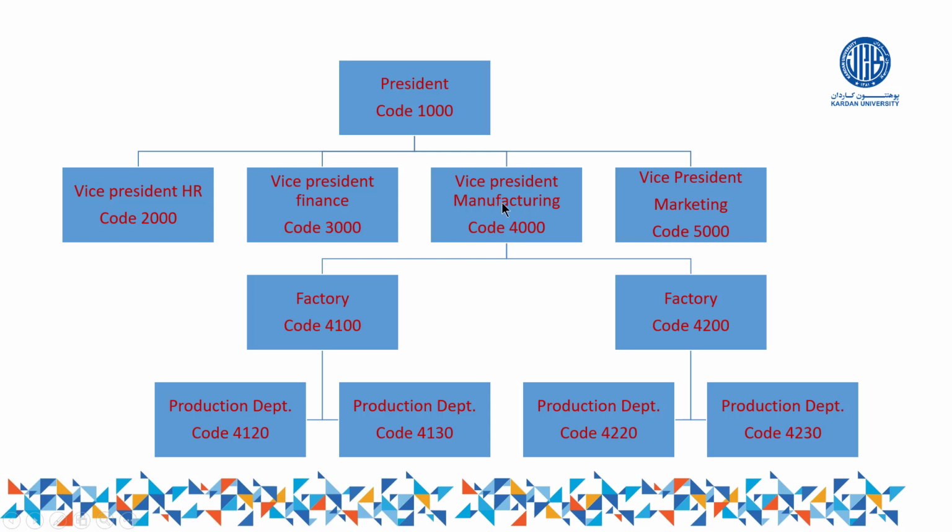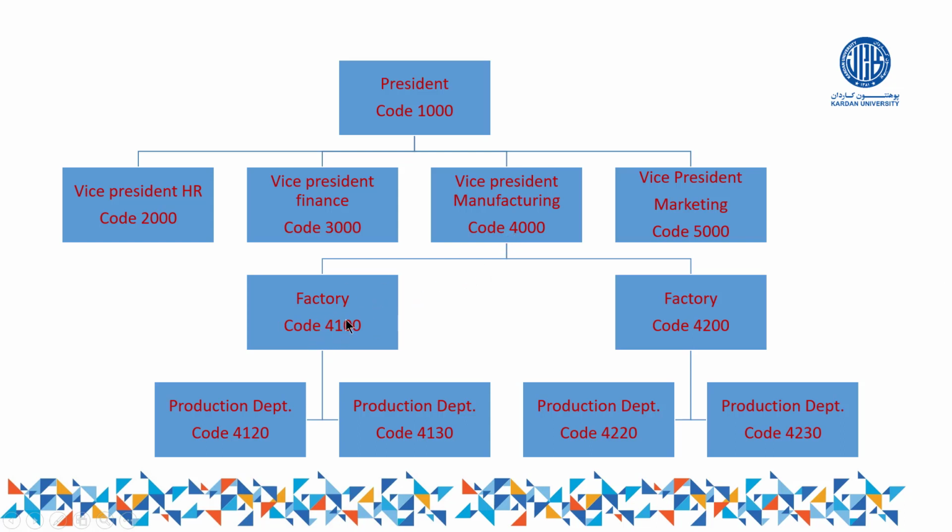But see, below the vice president of manufacturing, there are several other subordinates. For example, under the manufacturing department, you may have several factories, this factory, this factory, this factory, of several types. But the codes of all these factories start from this one.